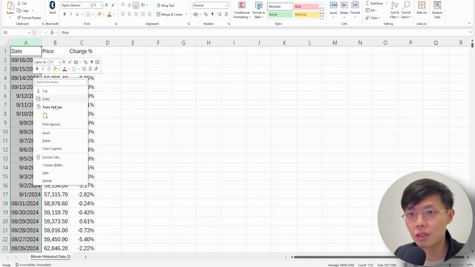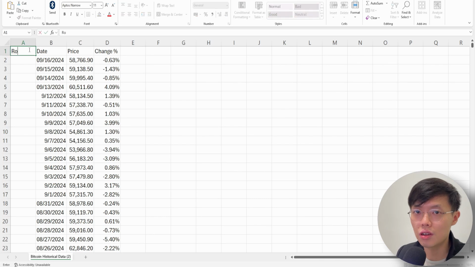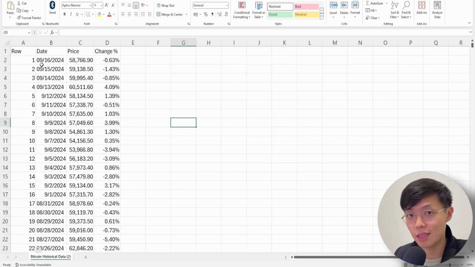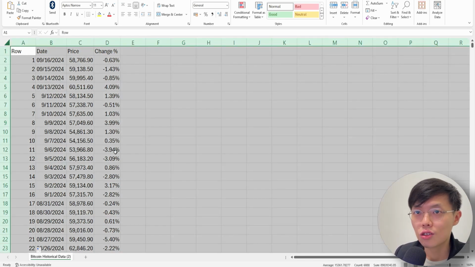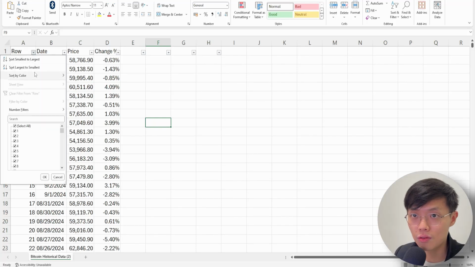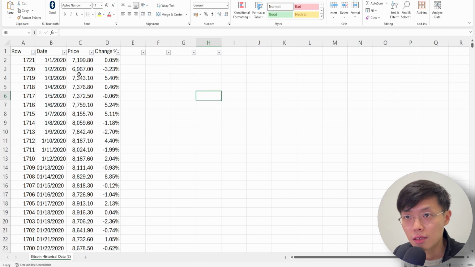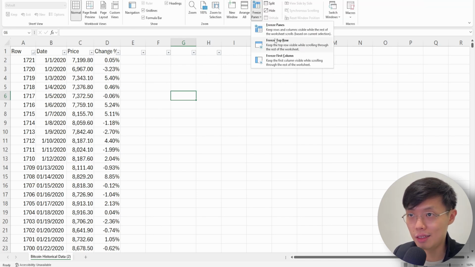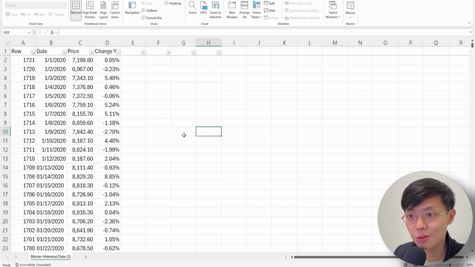I'm going to insert a row because I want to sort it. I want to sort it from the oldest price at the first to the latest at the bottom, right? So I need to sort it out. By pressing this corner right here to select everything, then I'm going to go to filter, then sort from largest to smallest. With that, the oldest price will be at the first row. Right now I'm going to go to view, freeze the top row, and scroll down.